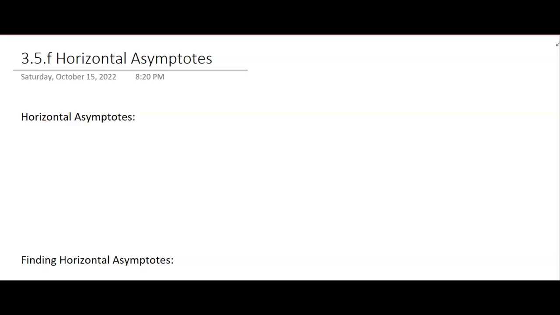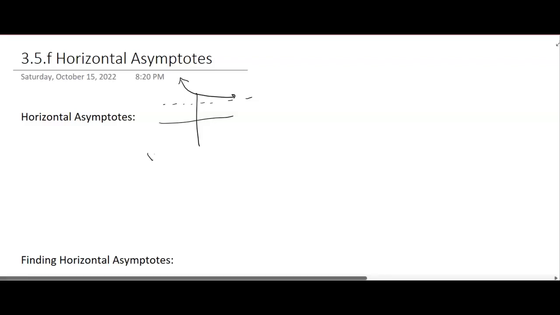So you can also have horizontal asymptotes. So let's say you have a graph like this, and there's a horizontal asymptote like that. Well, your graph maybe comes along like this. And you say, as x approaches infinity, say this is at b. And by the way, it's a horizontal asymptote, so y equals b, like a horizontal line.